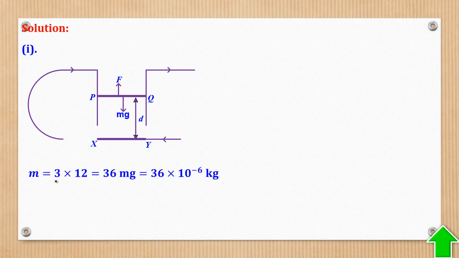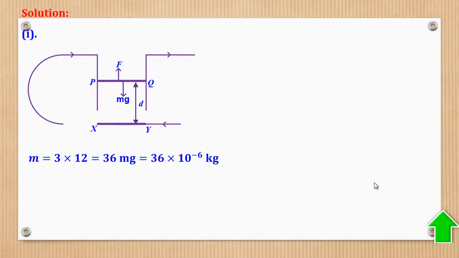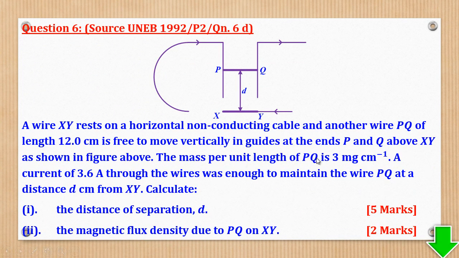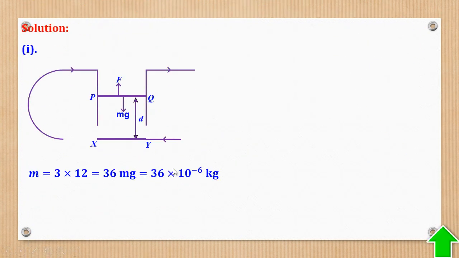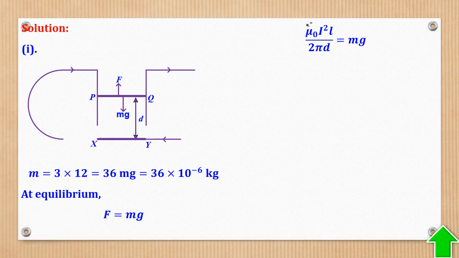So mass, you convert, let's see here, they said that wire PQ is 3 milligrams per centimeter. So we have to go back and ask, what is the length of wire PQ? Wire PQ is 12 centimeters. So when I multiply 12 by 3, I'll come up with milligrams. Then I convert the milligrams to kilograms to give you 36 times 10 to the power negative 6 kilograms. So at equilibrium, F will be equal to mg. So what is F? F will be force. It is no longer force per meter, it is force. That is why there is this L here.